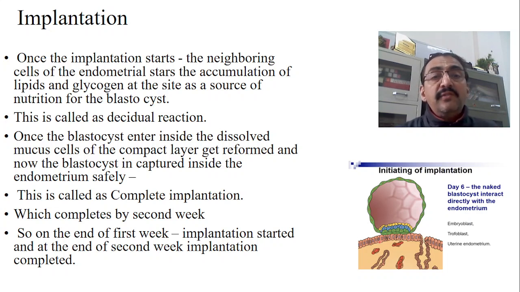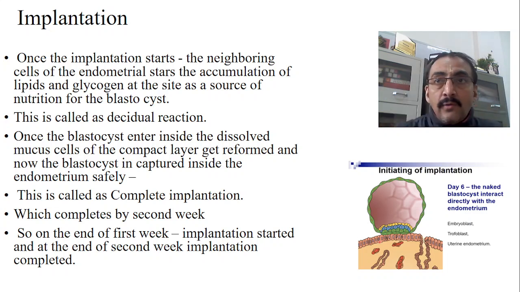This particular process is called the decidual reaction, where the partially implanted blastocyst receives nutrition and other energy sources from the neighboring endometrial cells by accumulation of lipid and glycogen molecules. Once the blastocyst enters inside, the dissolved cells of the compact layer get reformed, and the blastocyst is captured inside the endometrium safely. So far the blastocyst is partially inside and partially outside; as erosion continues it goes completely inside, and then the outer cover of the compact layer is reformed so that the blastocyst doesn't come out.